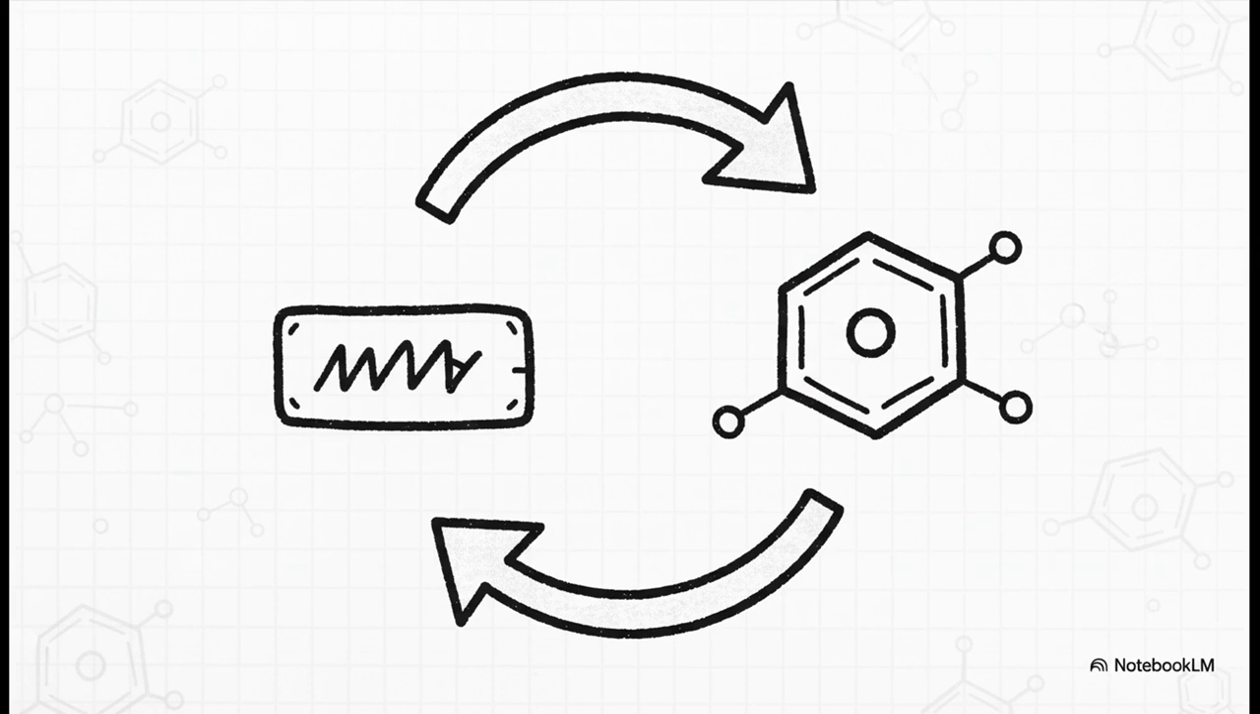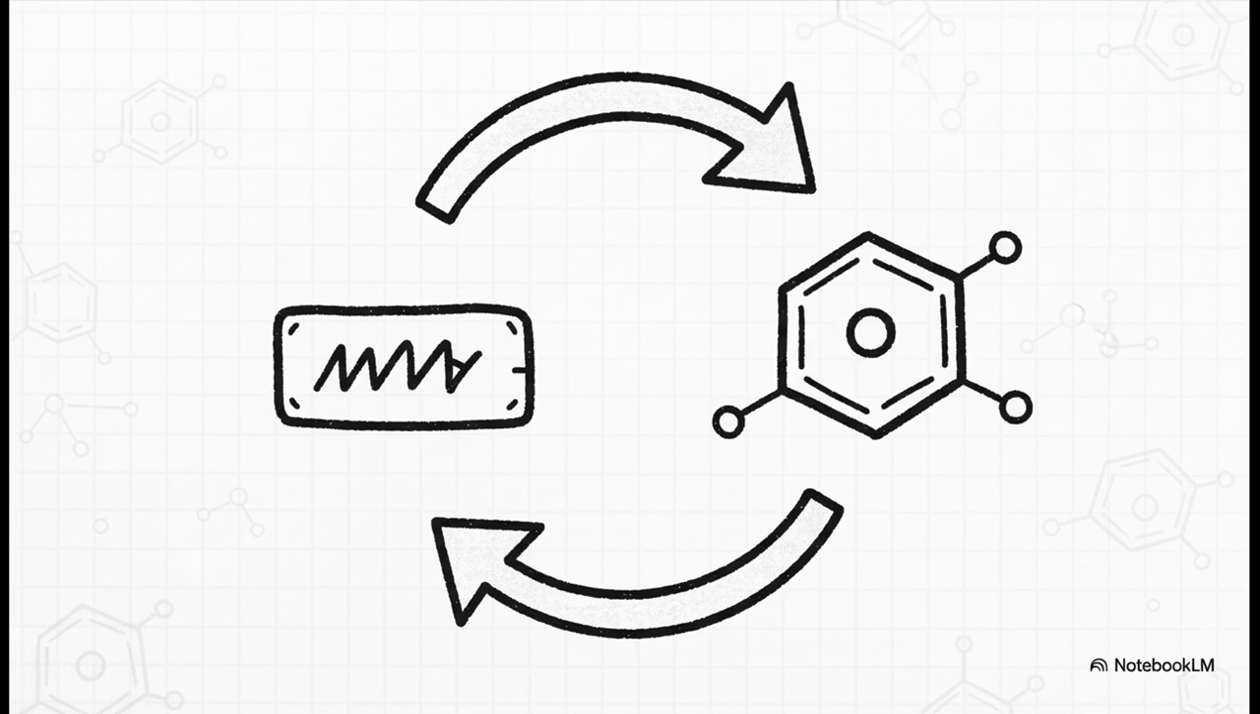So here's the most important thing to take away from all this. Organic nomenclature, it's not just some random list of names you have to memorize for a test. It's a descriptive system. It's a code. If you see the name, you can draw the structure. And if you see the structure, you can figure out the name.